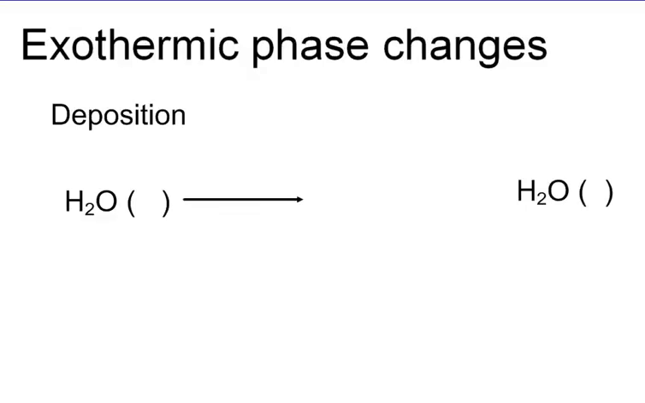All right, well, there's one more exothermic phase change, and that's called deposition. It is the opposite of sublimation. It's when a gas turns directly into a solid, and it has to release heat to do it, and you guessed it, it's going to take 11,170 calories in order for that to happen.